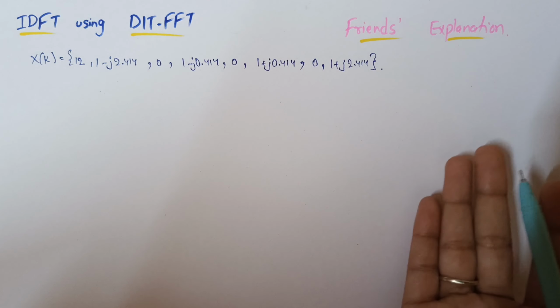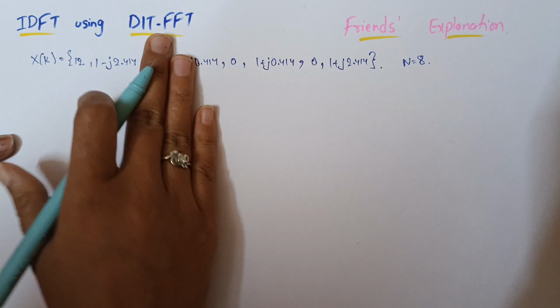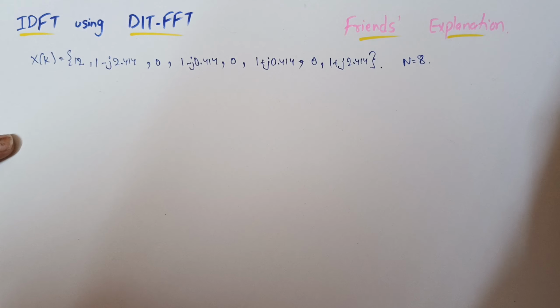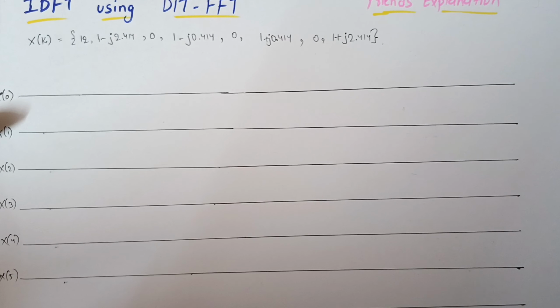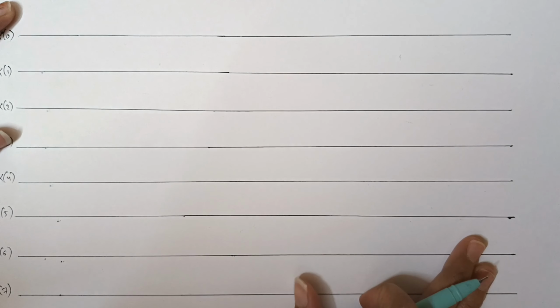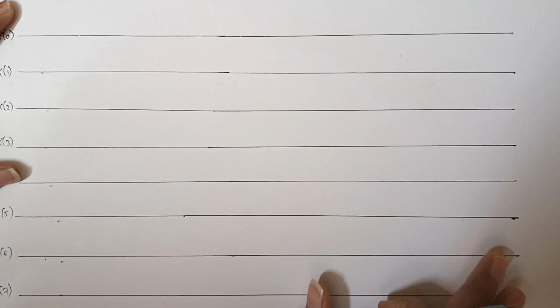I hope you know that here we are going to take capital N equal to 8, that is 8 point DFT, I mean inverse DFT using DIT-FFT. So we will require 8 straight lines over here. If you have seen my previous video, then you will know what bit reversal order is. If you have not watched that video, then please do that. And I will just list down those indexes at the output.